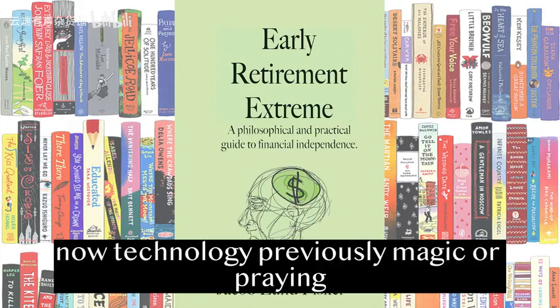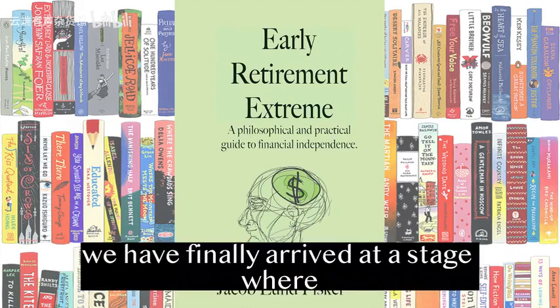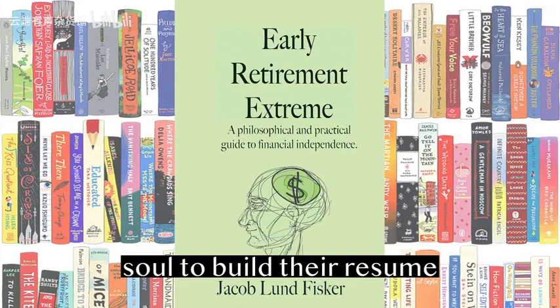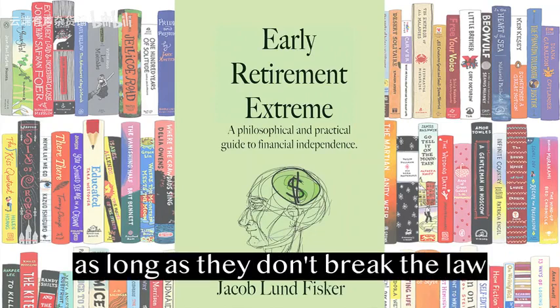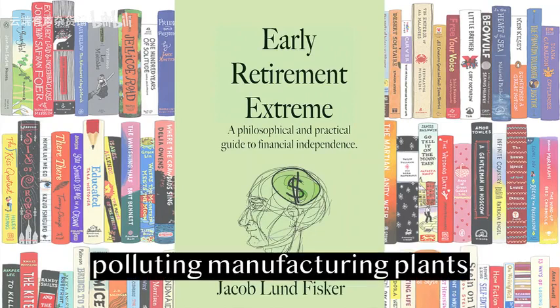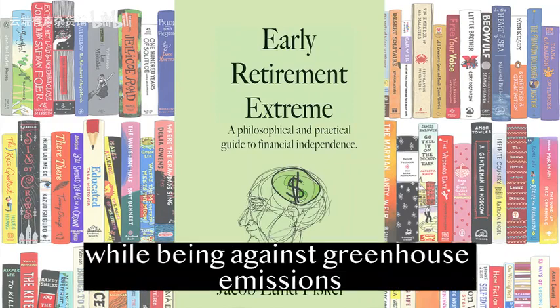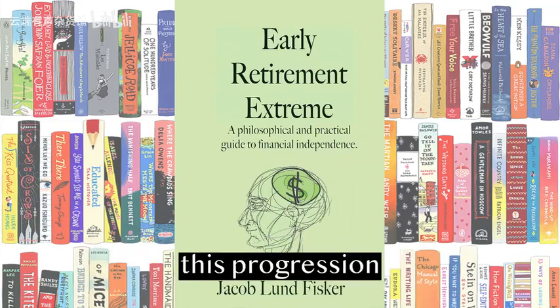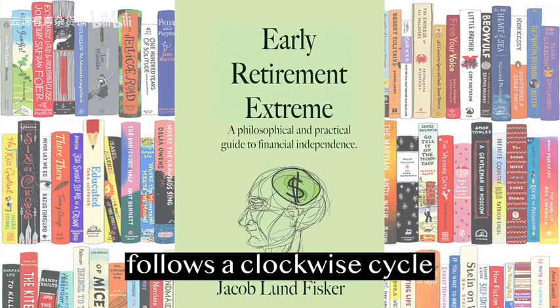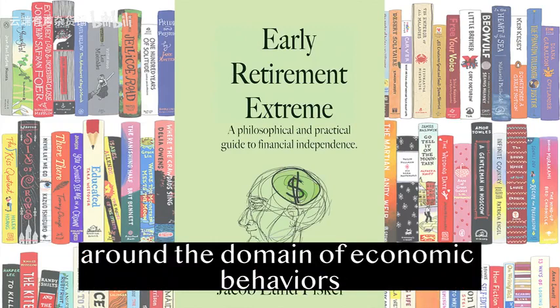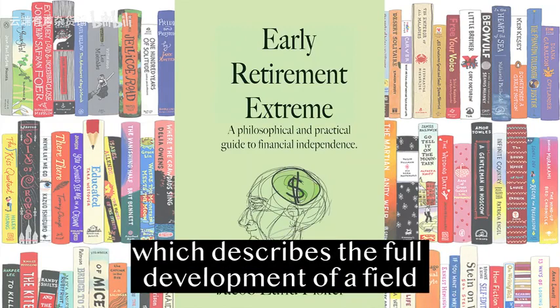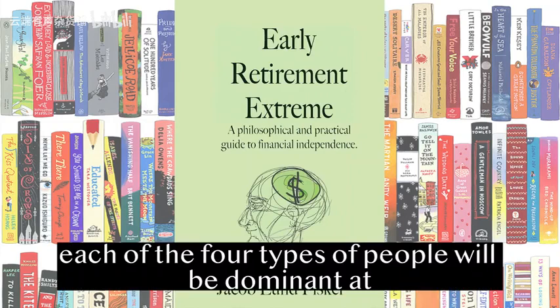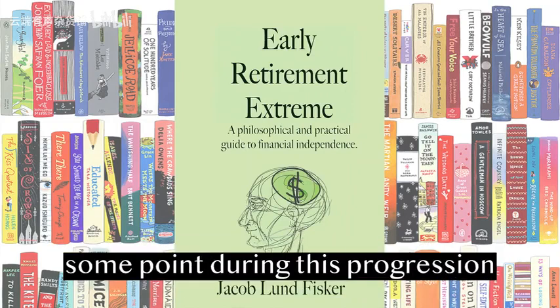We have finally arrived at a stage where people will sell their soul to build their resume, as long as they don't break the law, where people will work in polluting manufacturing plants while being against greenhouse emissions. This progression follows a clockwise cycle around the domain of economic behaviors, which describes the full development of a field. Each of the 4 types of people will be dominant at some point during this progression.